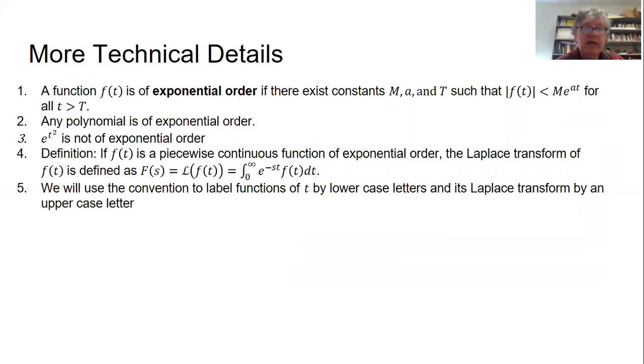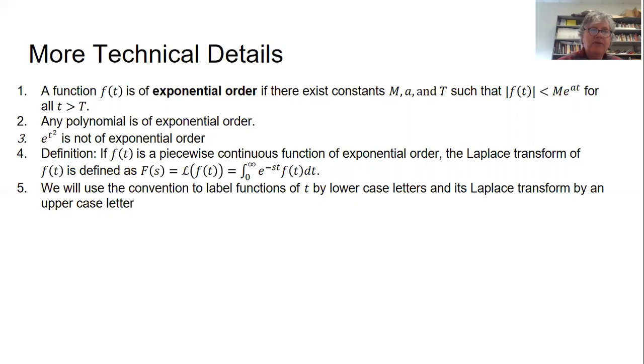Because for e to the t squared to be less than some constant times e to the at, we divide through by e to the t squared. That means we want M e to the t times (a minus t) to always be greater than 1 for all t. But clearly at some point it's going to get a negative exponential, and the negative exponential goes to 0. So in particular, it's going to get less than 1 eventually. So that can't work.